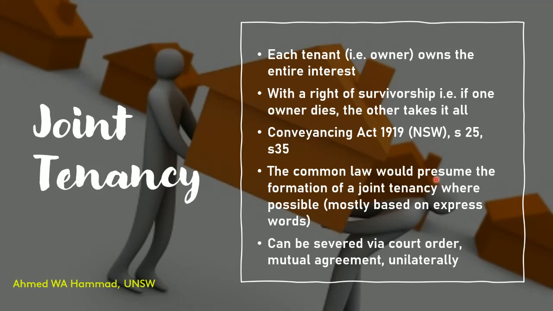Common law usually presumes that there is this formation of a joint tenancy wherever possible. It's mostly based on express words. So if it can be established that it was expressly agreed by the two parties involved that it would be a joint tenancy type of ownership, then the common law is very likely to presume that this formation of joint tenancy actually occurred. In terms of severance of the joint tenancy, it can happen via several means. It can be through a court order, it can be by a mutual agreement of the parties, and it can also be a result of a unilateral action of one of the parties.